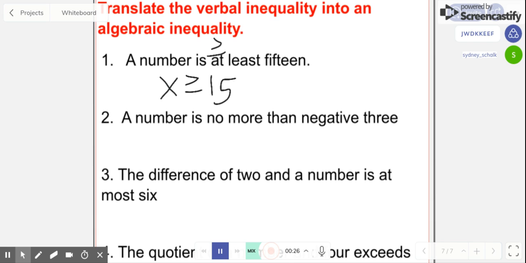Number 2 says a number is no more than negative 3. Well, if it's no more than, it's everything less than or equal to negative 3. So our number x is less than or equal to negative 3. Number 3 says the difference of 2 and a number is at most 6. Well, the difference means we're subtracting 2 and a number, x, is at most. Well, if it's at most, it means the same thing as no more than. So it once again will be less than or equal to 6.